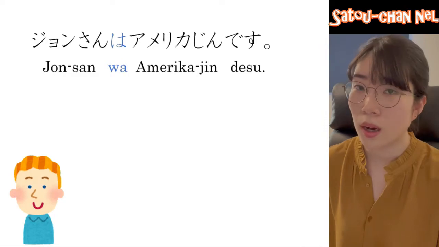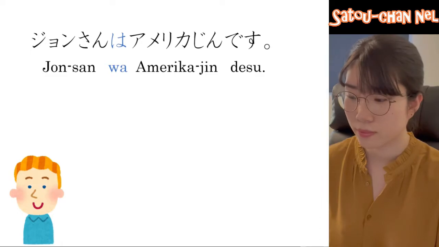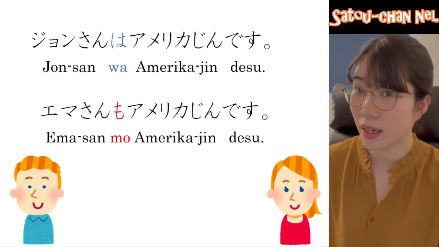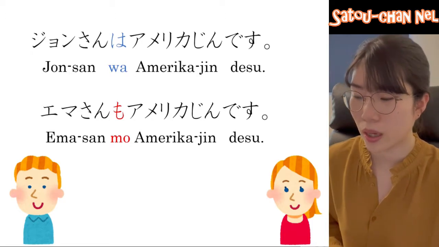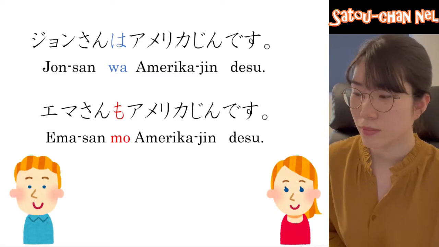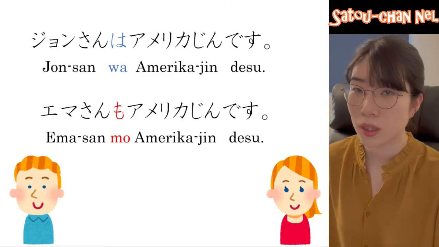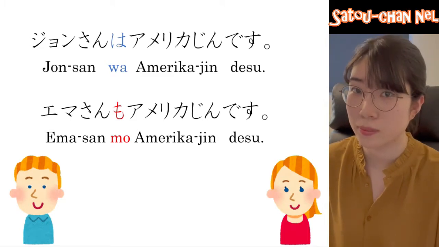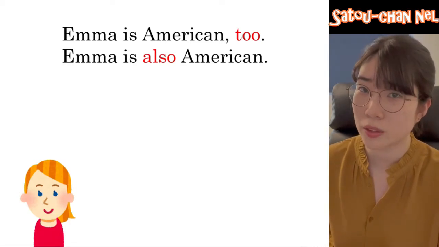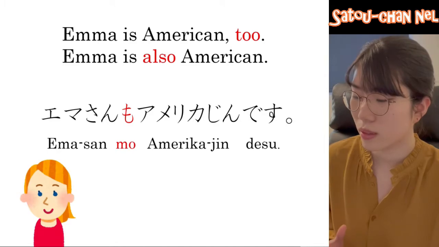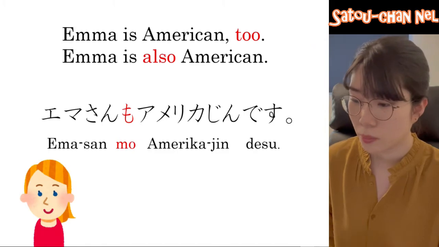ジョンさんはアメリカ人です is a normal sentence. ジョンさん is American. エマさんもアメリカ人です。も means also or too. So エマさん is also American. ジョンさん is American and エマさん is American as well. A lot of Japanese learners are confused about where they should put particle も。You can put も directly after the item or person that is just like another.